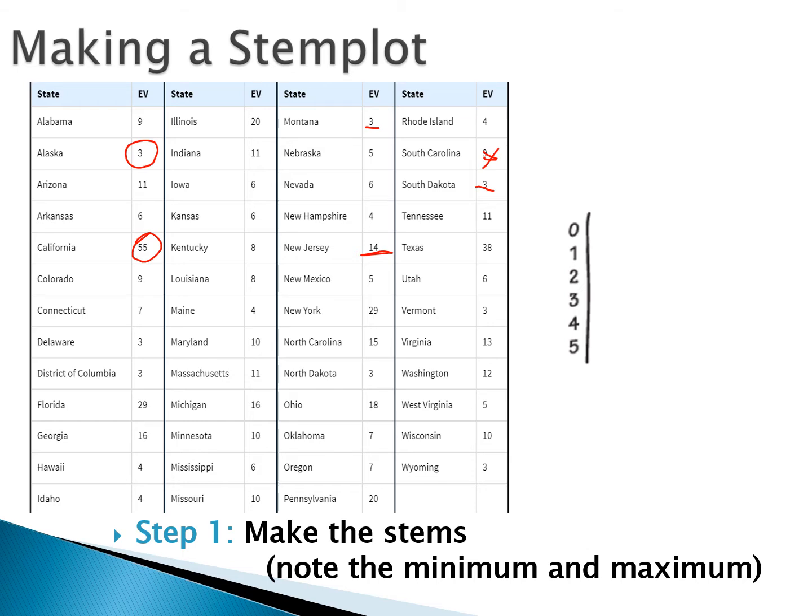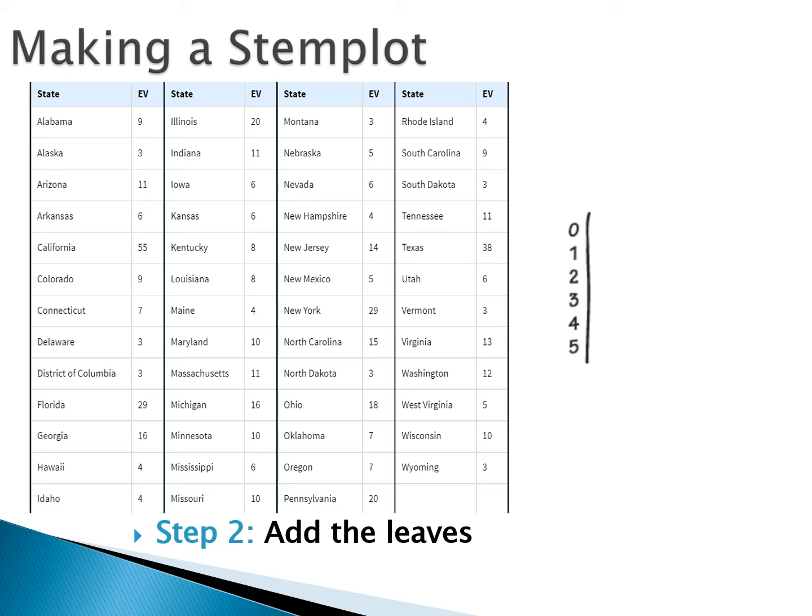When we look at these single digit numbers like this 3, we're really reading it as 0, 3. When we look at the California value, 55, the stem is the first digit in each of those. So our first stem is a 0 all the way up to our last stem, which is 5. And from there, we're going to add the leaves.